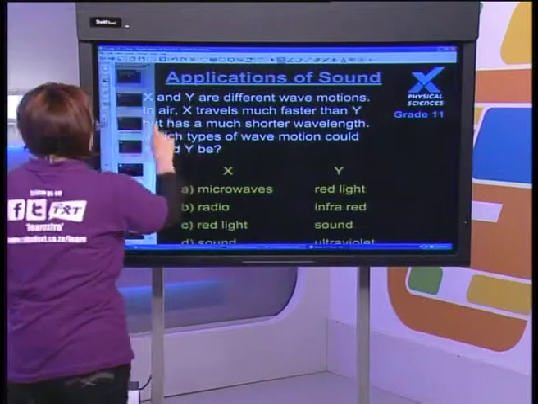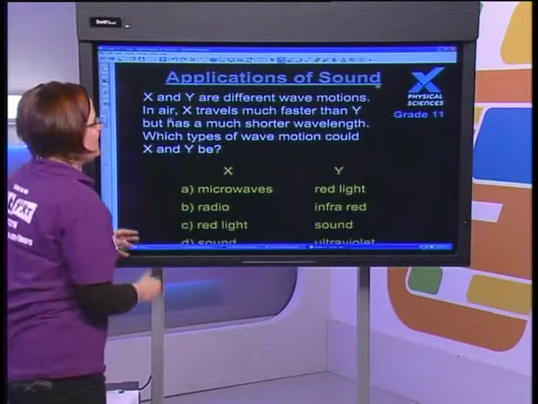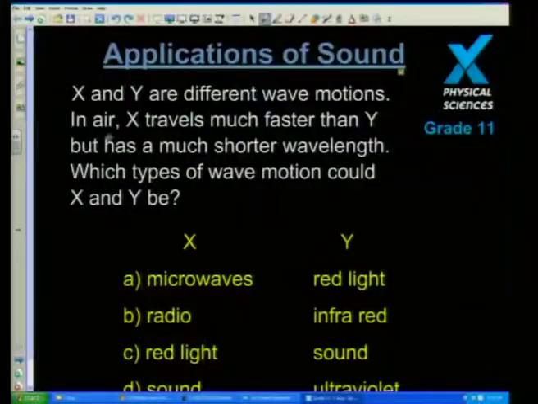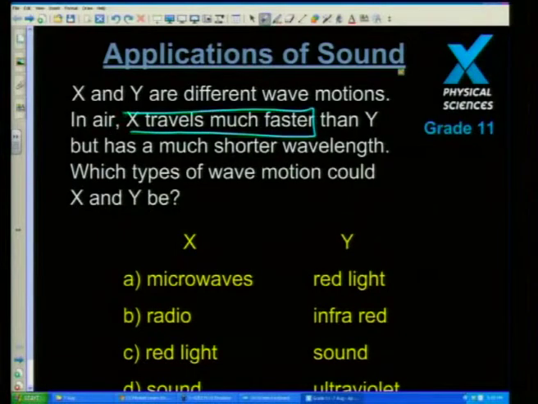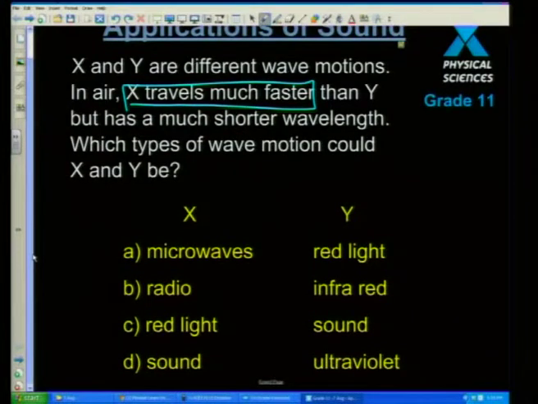Okay, challenge question. Biggest hint. X travels faster than Y and has a much shorter wavelength. They are different wave motions. X travels faster, Y travels slower. So if we look at this, what type of wave motions can they be?